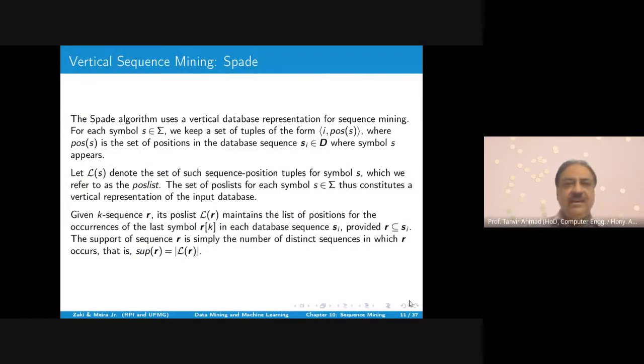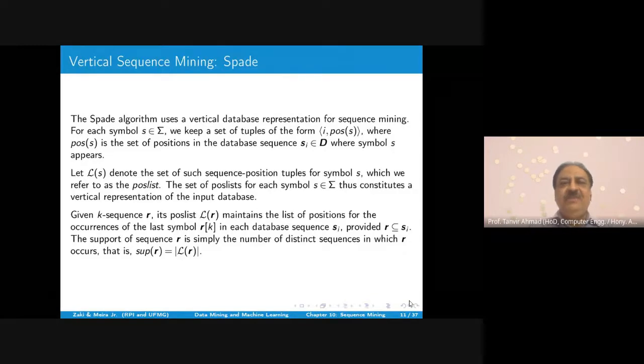Okay, now it's fine. Today we'll start with the SPADE sequence mining algorithm. This is a sequence mining algorithm; in the last class we did the GSP algorithm, and today we'll discuss the SPADE algorithm.